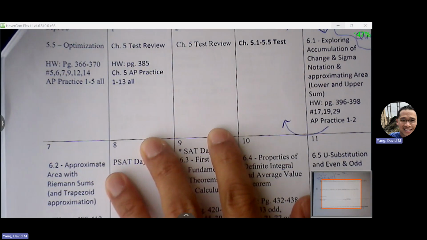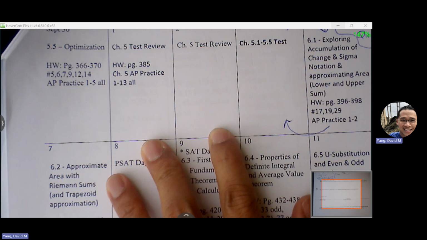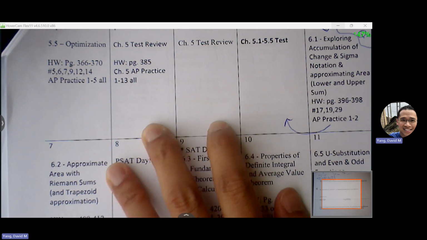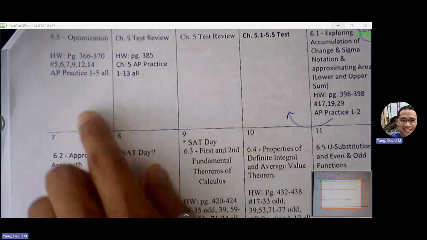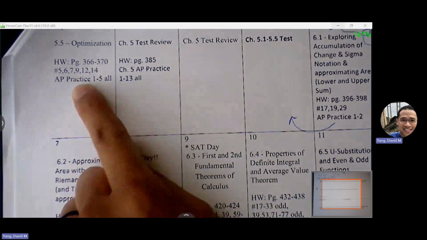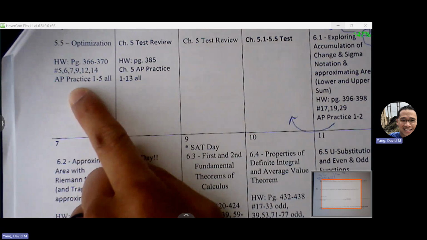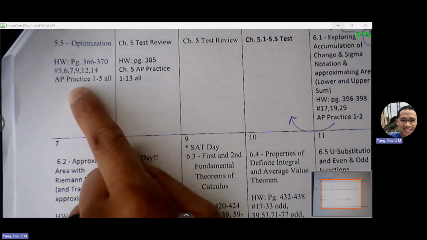Guys, again, let me just go over the calendar, give you an idea of what to expect this week. So we're gonna do optimization today. There will be one optimization problem on the quiz. I'll tell you exactly what it's going to look like, and it'll show up on your quiz review packet that you picked up today.